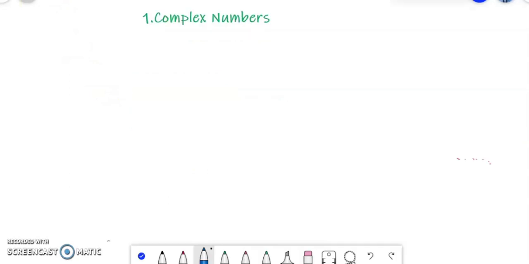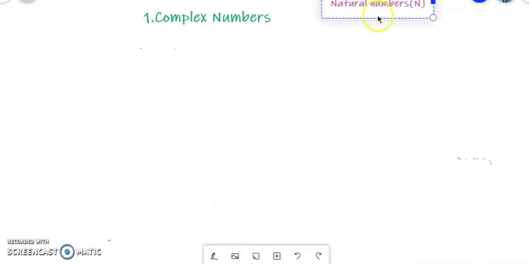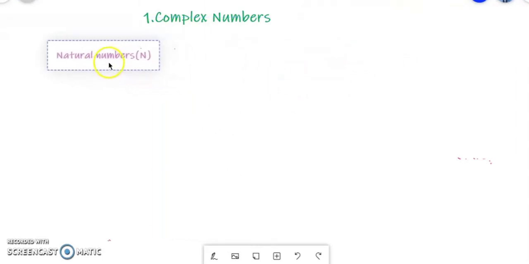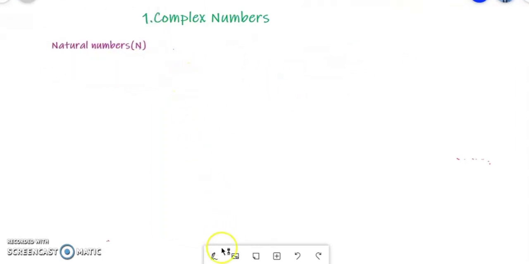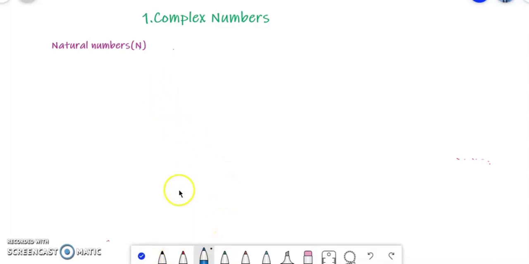Friends, so far you have studied and used many types of numbers. We have studied natural numbers in the beginning. You are aware of these numbers. Natural numbers means what kind of numbers? Numbers like 1, 2, 3, 4, 5 and so on. These are also called the counting numbers. We use these numbers for counting purposes. These are the basic numbers which we have studied, maybe in second or third standard or even first standard.